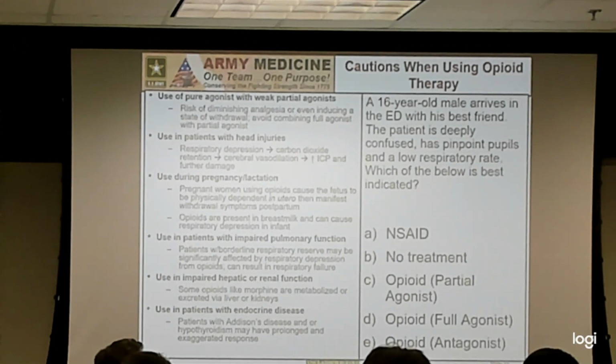Why did you pick E? Yes. If they're overdosing, they need an antagonist. Any questions on it?